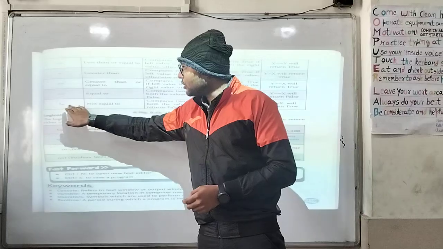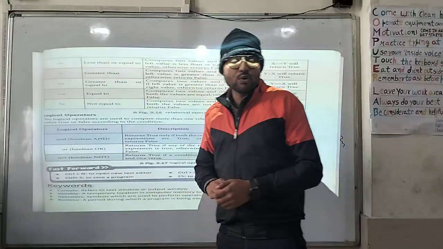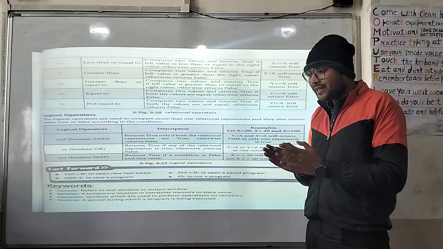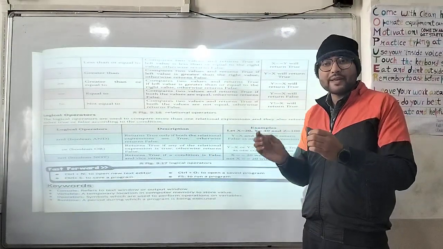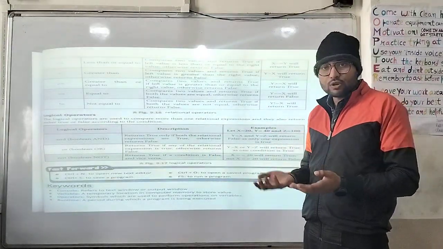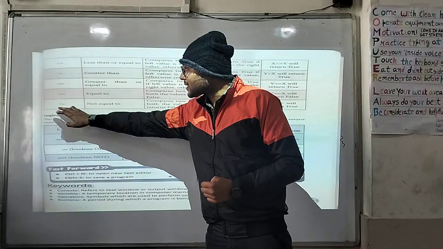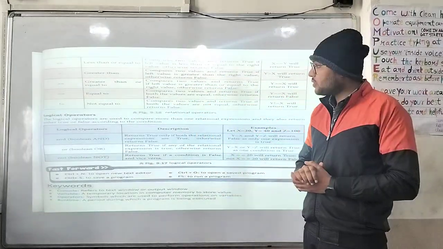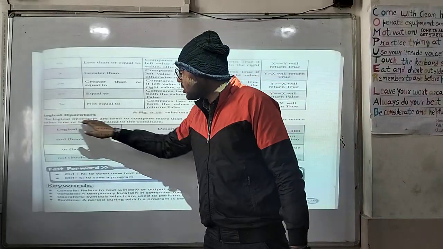And not equal to is an exclamation mark and equal to sign, it means not equal to. When we have to make a condition saying that both are not equal, then we have to use the exclamation mark and equal to sign, that is not equal to.